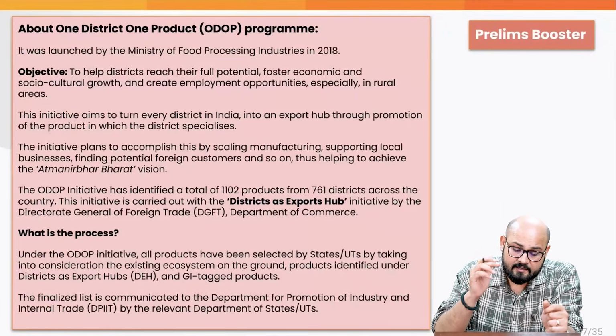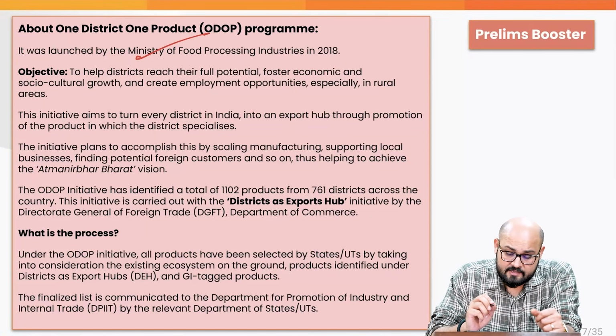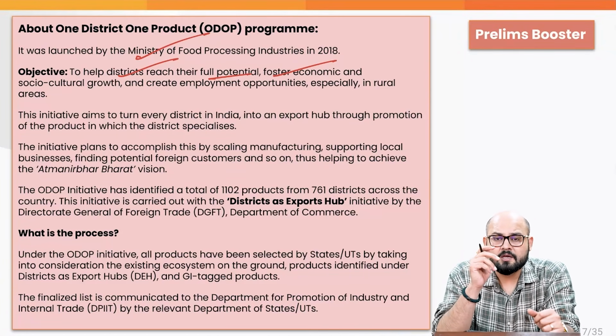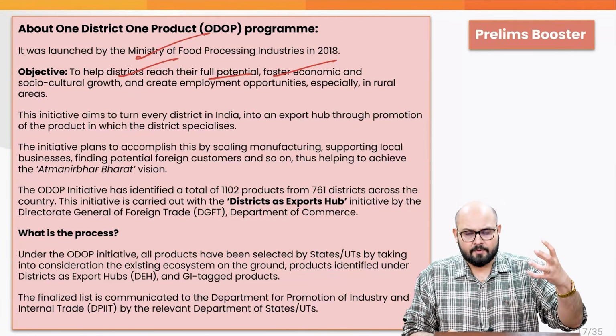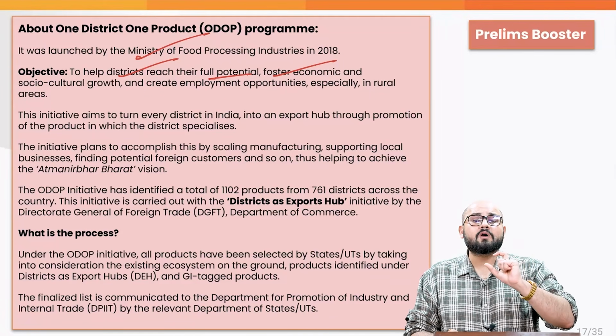Let's also talk about the One District, One Product program launched by the Ministry of Food Processing Industries in 2018. The objective is to help the districts reach their full potential, foster economic and socio-cultural growth. See, every district has its own speciality. So why not capitalize upon that? And that's the reason we have also come up with this particular program of vocal for local, right?